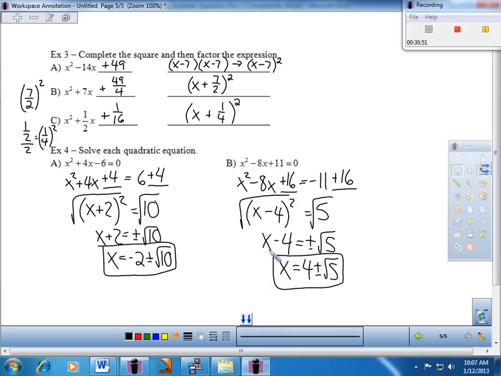So get a little practice on that completing the square. We're going to continue this on the second notes worksheet.